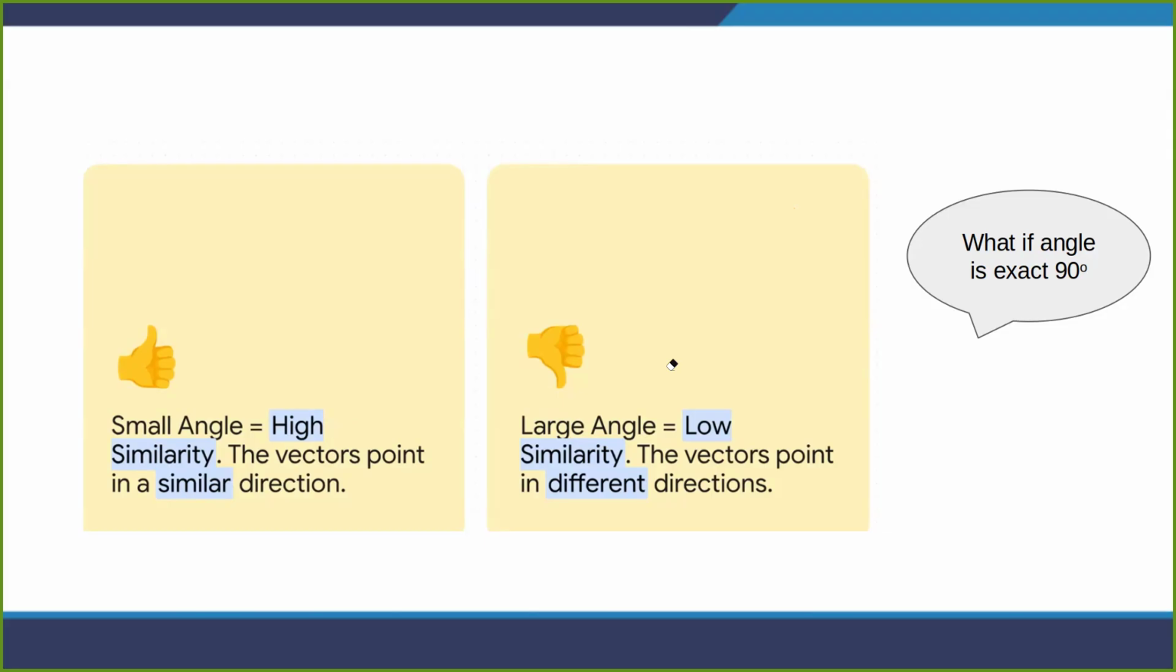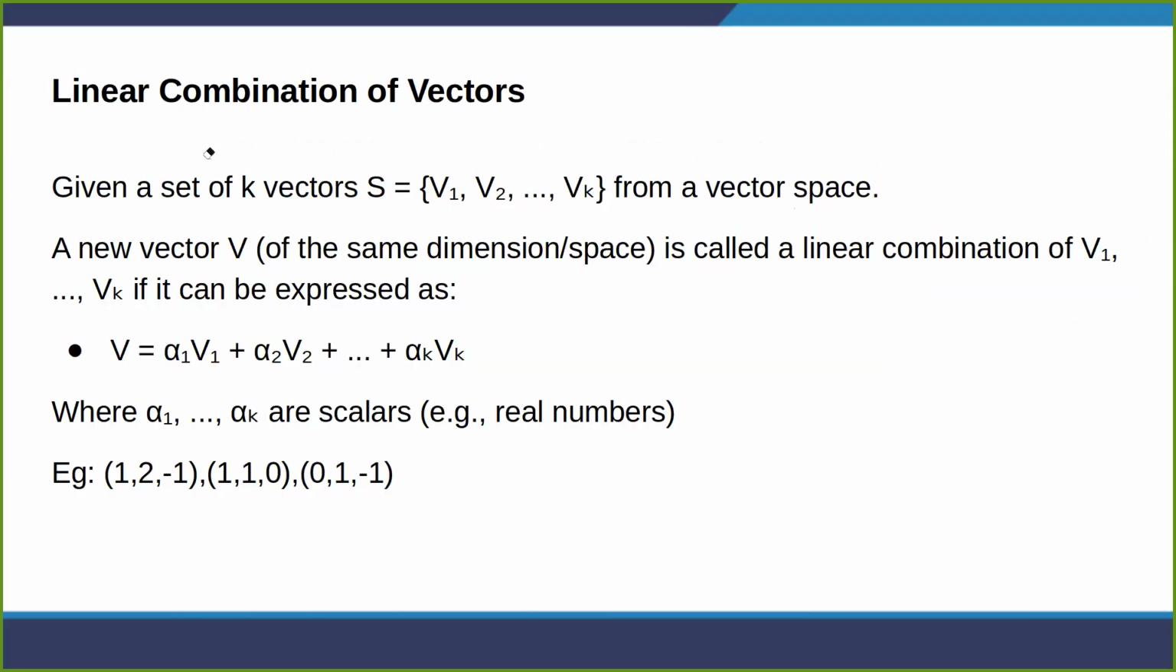Before we understand the 90-degree thing, there's this concept: linear combination of vectors. It's very easy. Given a set of k vectors, let's say v1, v2, v3, up to vk, a new vector is called a linear combination if there's an expression for it: alpha 1 v1 plus alpha 2 v2 plus alpha 3 v3, up to alpha k vk. The alphas are all scalars, that is, real numbers. Let's understand this with an example.